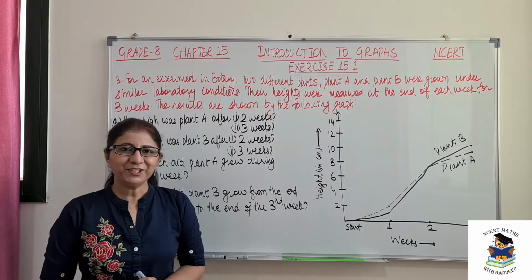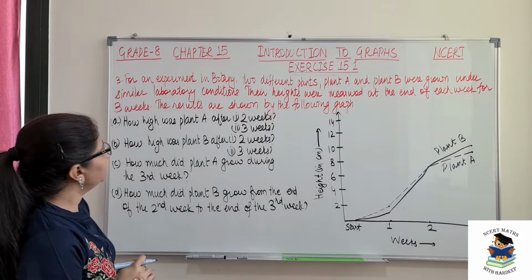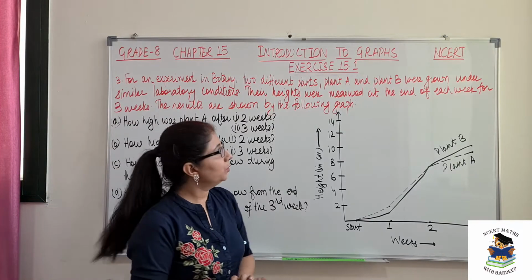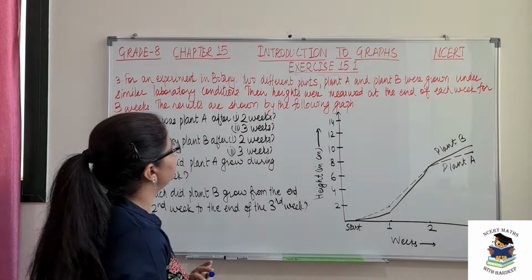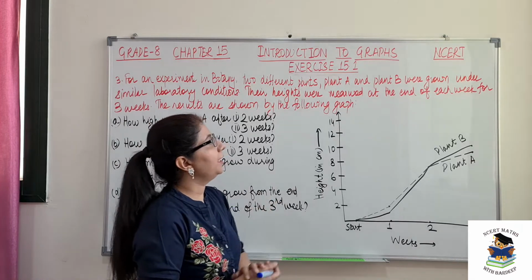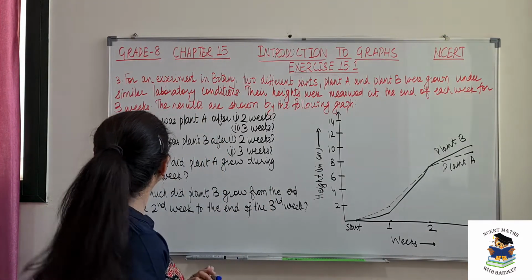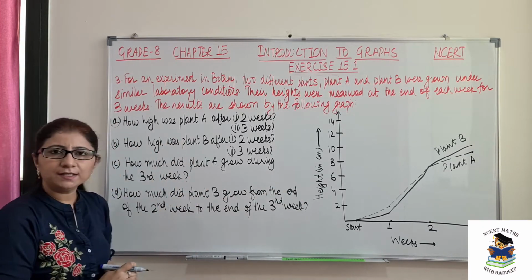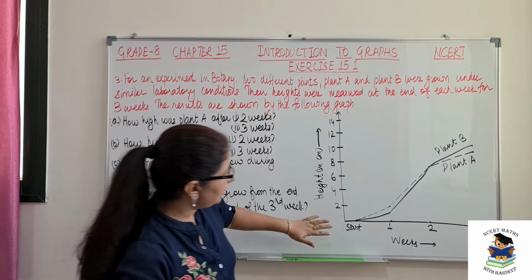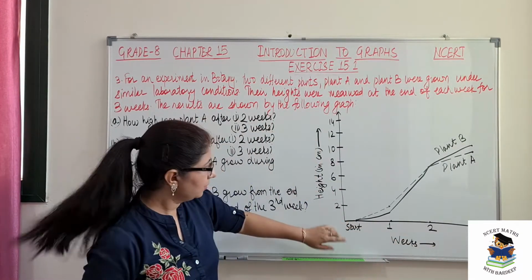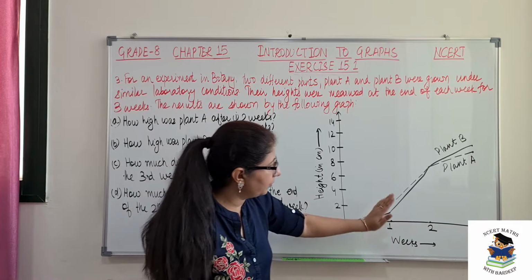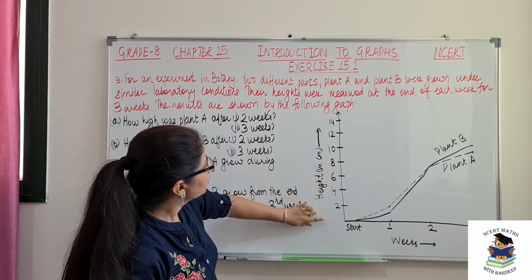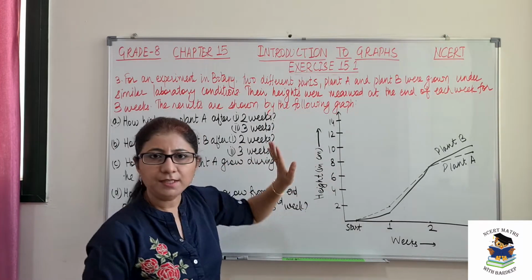So now let's see our third question. For an experiment in botany, two different plants, that is plant A and plant B, were grown under similar laboratory conditions. Their heights were measured at the end of each week for 3 weeks. The results are shown by the following graph. So we need to answer these questions. So first of all, let us see, on x-axis weeks are given. So their starting point is given, and then after first week, second week and third week, growth of the plants are plotted. So on y-axis it is height in centimeter.